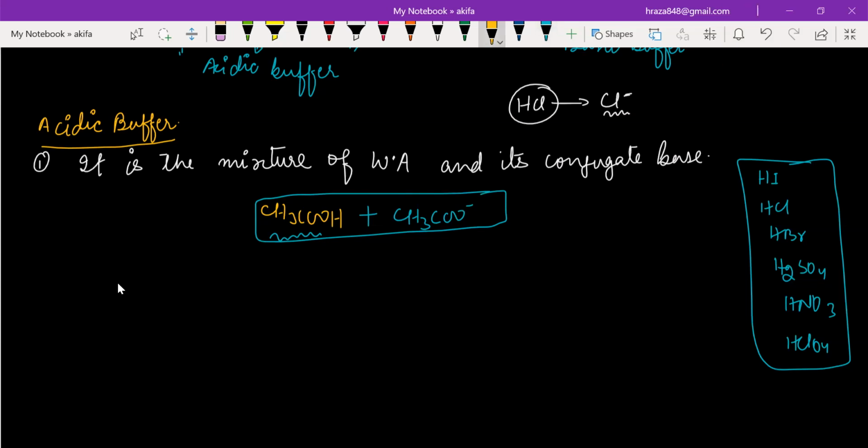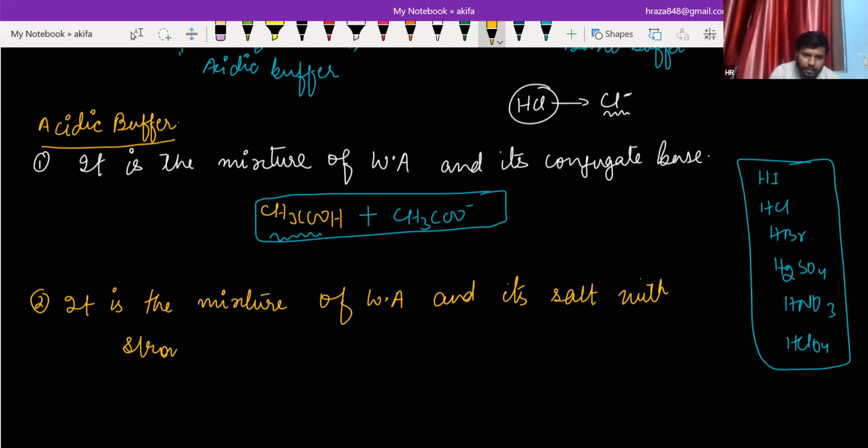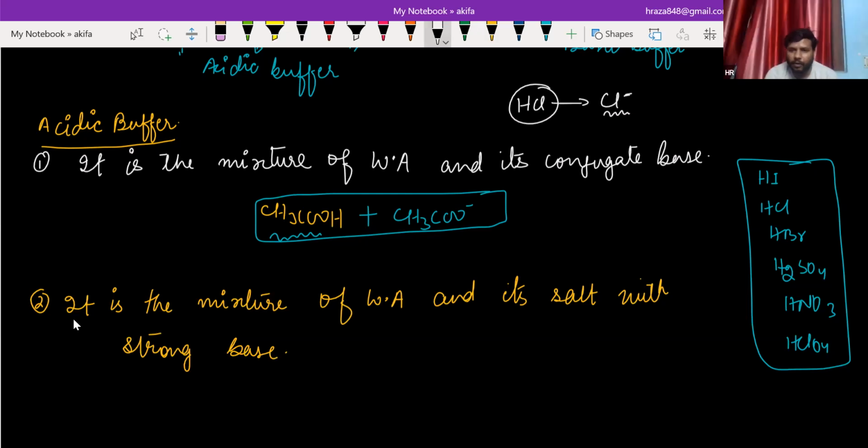Yes. And the second definition is the mixture of weak acid and its salt with a strong base. You know how salt forms: acid plus base will give salt plus water. Yes or no? Yes. Now see, what does this definition say?